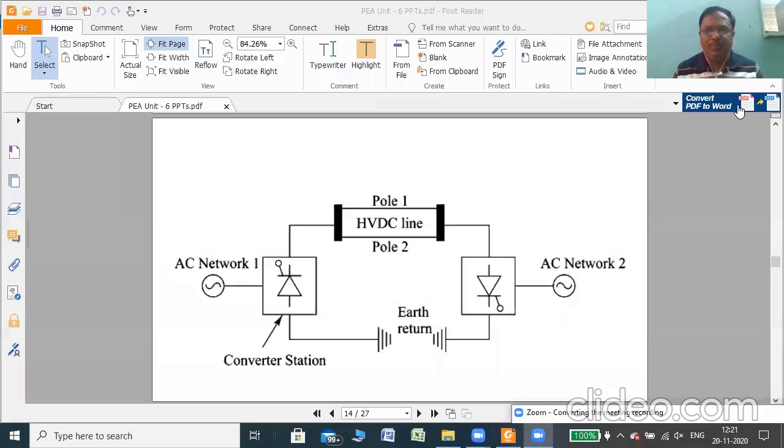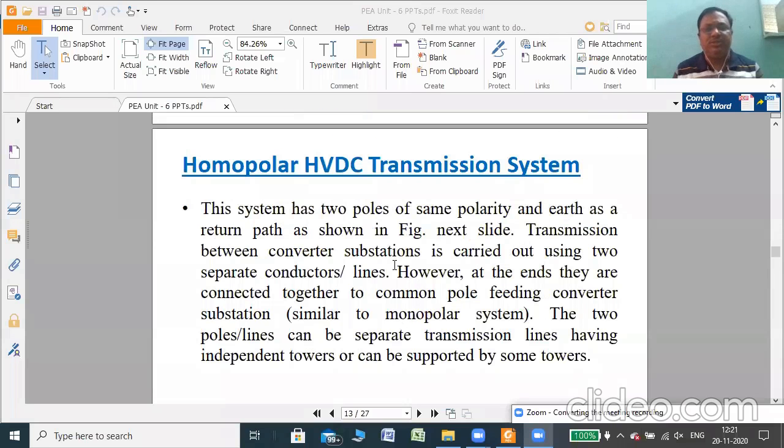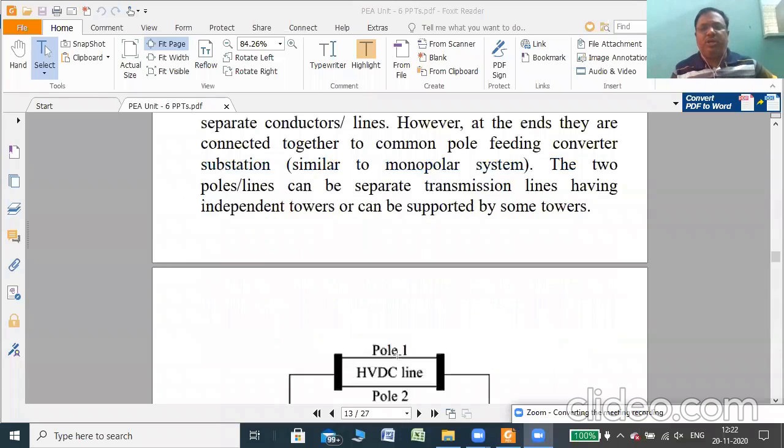Okay. So here, this is actually called a homopolar system. In this system, there are two poles of the same polarity, that is positive, positive or negative, negative, and earth as a return path, as shown in the figure. Transmission between converter substations is carried out using two separate conductors. However, at the end, they are connected together to a common pole feeding the converter substation, similar to the monopolar system. The two pole lines can be separate transmission lines having independent towers or supported by the same tower.